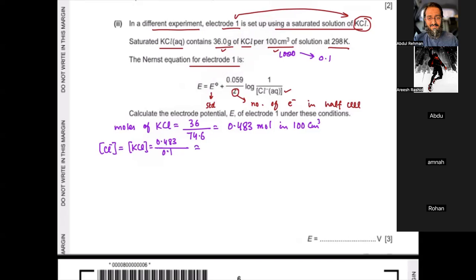So it is going to be 4.83 mole. Thank you, Faizan and Shazil. Okay, mole per dm cube. So these are the concentration of chloride.